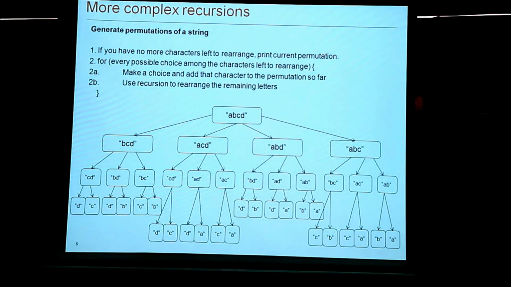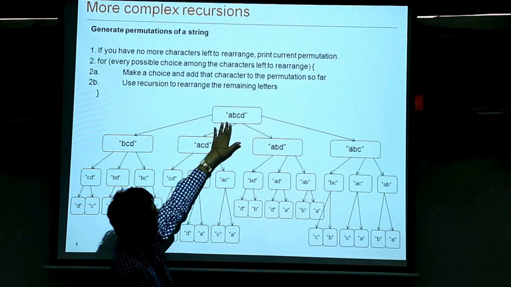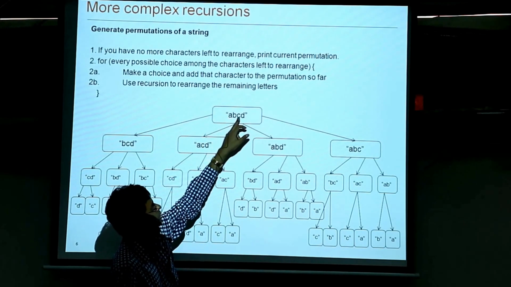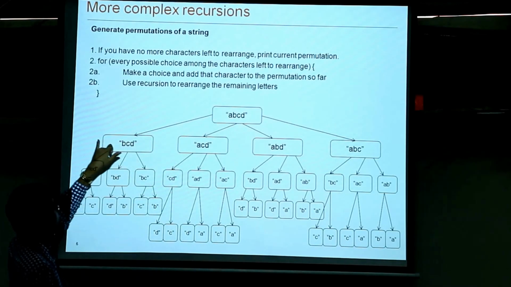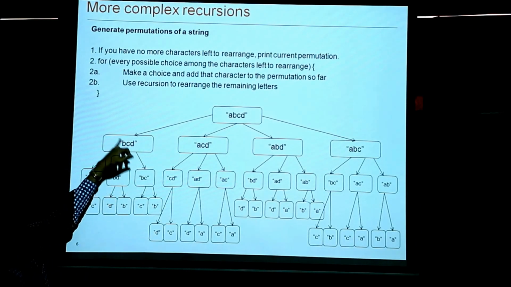So for example, here we start with ABCD. At time step 1, the possible choices of the first character are A or B or C or D. Suppose you take A here, then the rest of the string is BCD, and you will do a recursion on BCD.